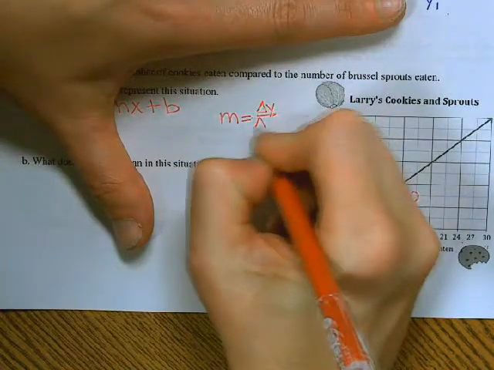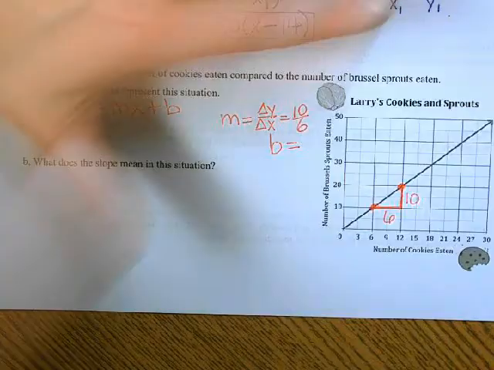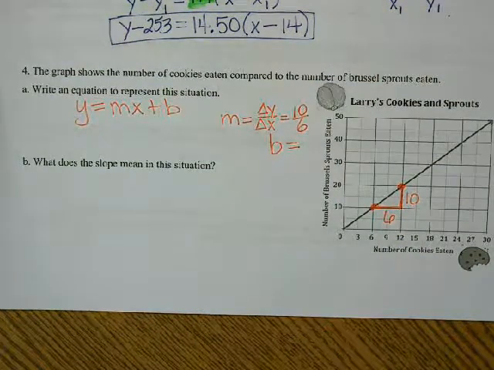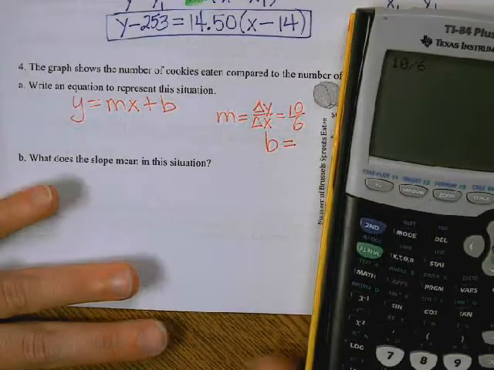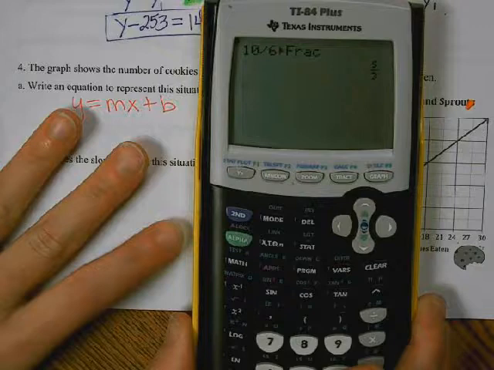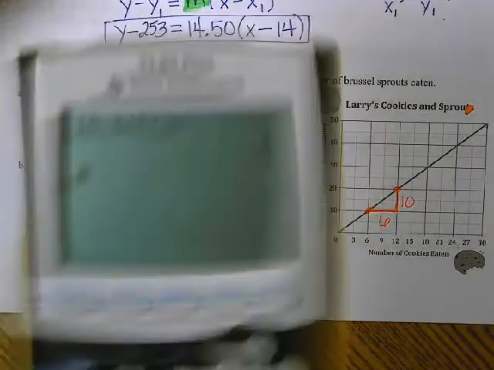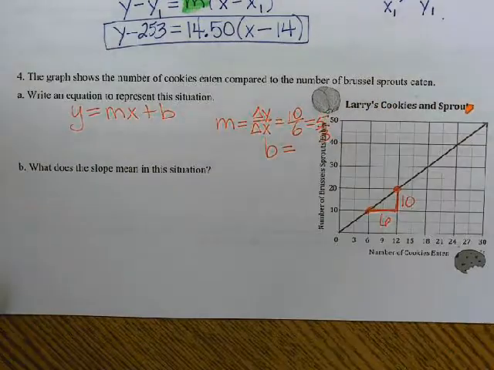Change in y over change in x, which is 10 over 6. And I always like to use a simplified slope. So that means I can go to my calculator and type 10 divided by 6. Then I push math, enter, enter, and that's going to turn it into the fraction. My fraction, if you can see on there, is 5/3. So the slope of this equation is 5/3.